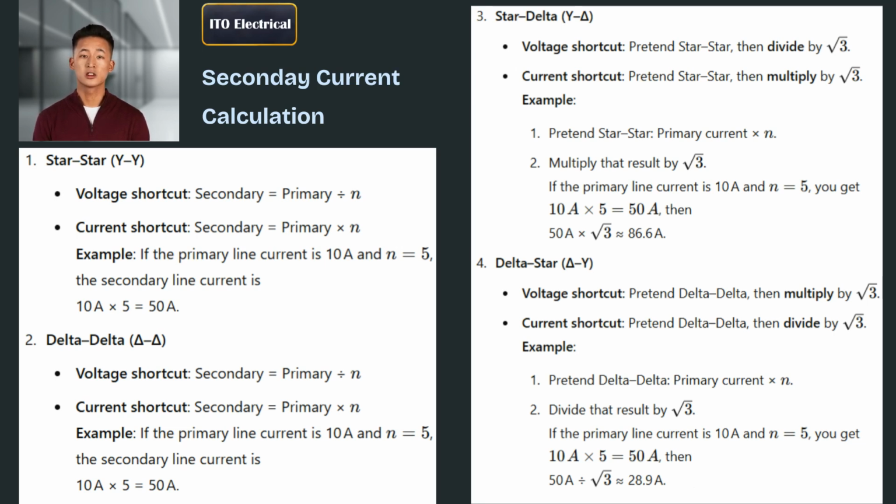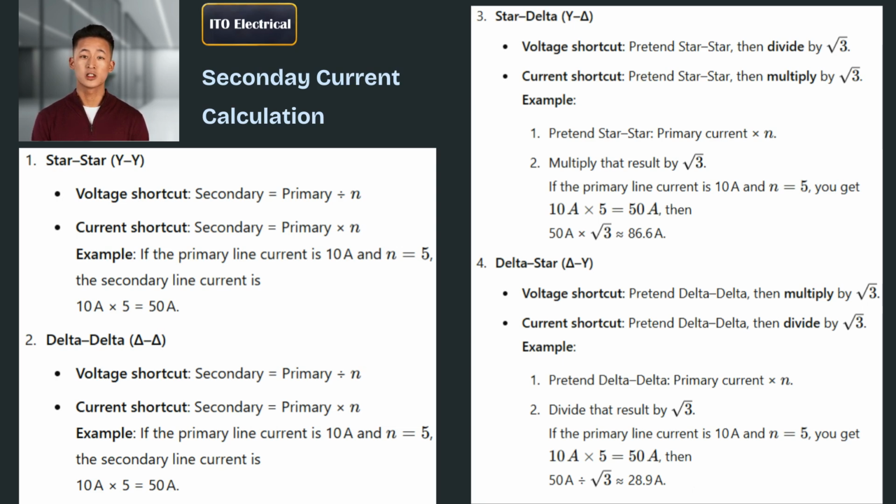Delta to delta, same rule, multiply the primary current by the turns ratio. Again, with 10 amp at a 5:1 ratio, the secondary current is 50 amp. Star to delta, first pretend both sides are star to star. Multiply the primary current by the turns ratio, 10 amp times 5 is equal to 50 amp. Then, because the secondary is actually delta, multiply by the square root of 3, giving around 86.6 amp.